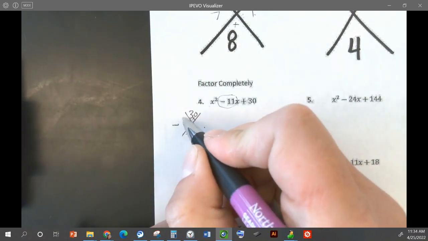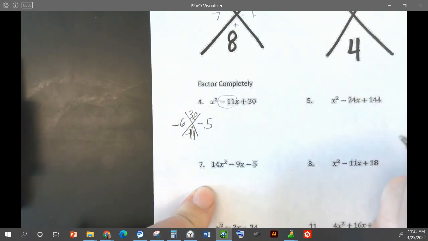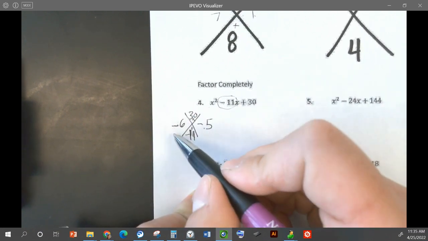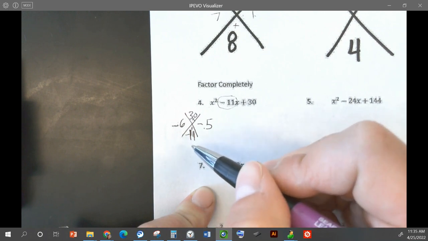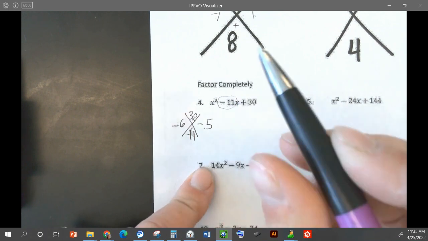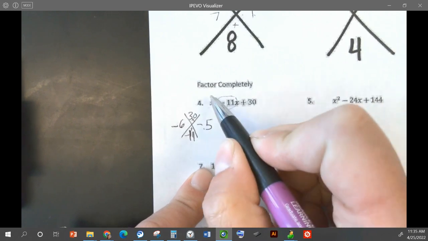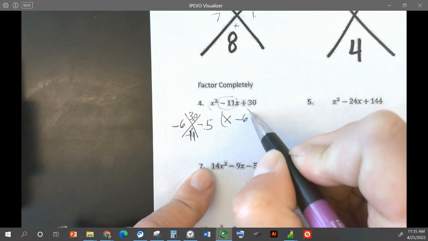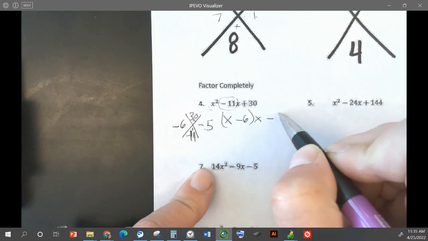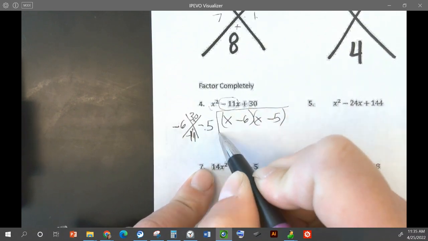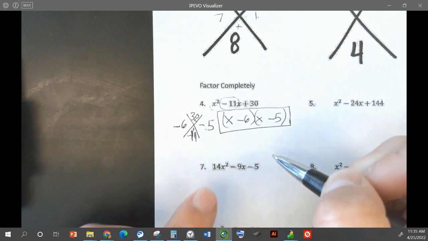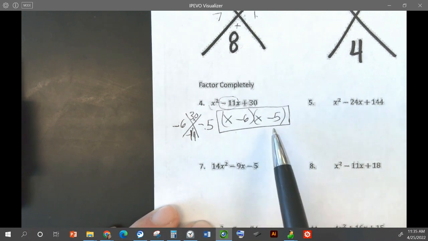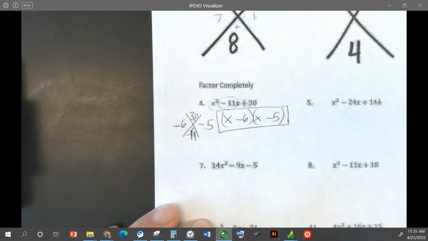Good. Negative 6 times negative 5 gives us positive 30, and negative 6 plus negative 5 gives us negative 11. Good. So then we're going to put these into our factors. So our variable is x, so x minus 6, and x minus 5. So that will be our answer for number 4. Okay, so the answer on the test has to be a pair of factors, so two things in parentheses.